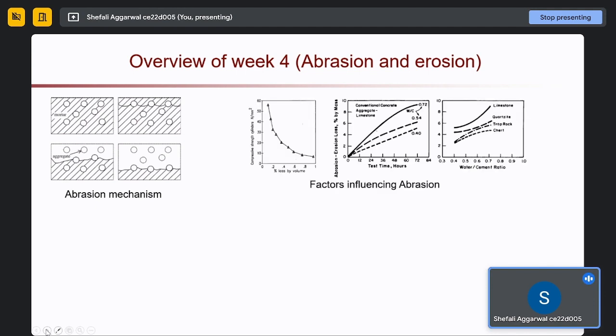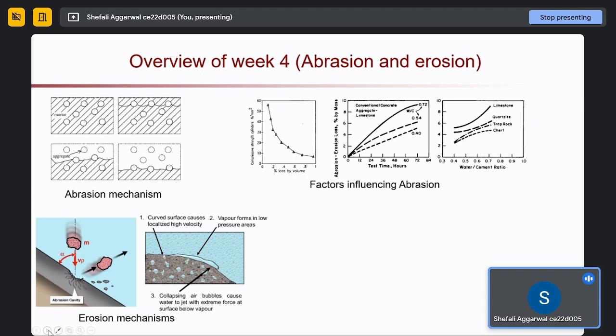The main factors influencing abrasion are, first, the compressive strength of concrete. The more the compressive strength, the lesser is the loss. Second is the water cement ratio. As you can see here, the more the water cement ratio, the more the abrasion loss. A lower water cement ratio means our concrete is more compact and the loss percentage is less. Another factor is the different types of aggregates. The type of aggregates will also affect the percentage loss by the abrasion process.